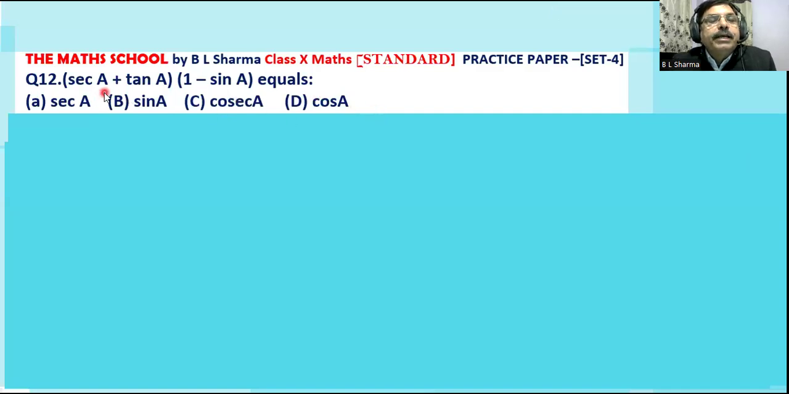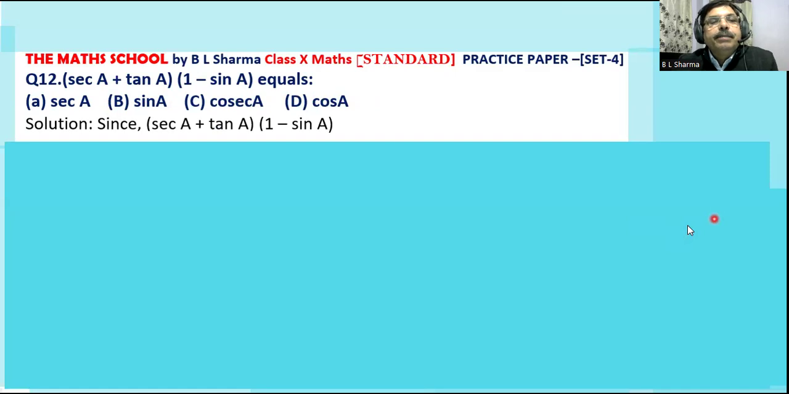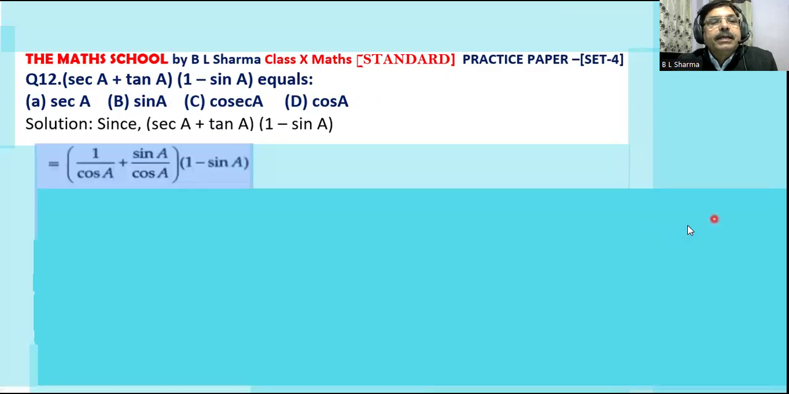What is the value of (sec A plus tan A) multiplied by (1 minus sin A)? Sec A you can write as 1 upon cos A, tan A you can write as sin A upon cos A, and 1 minus sin A as it is. Now you take the LCM, that is cos A.